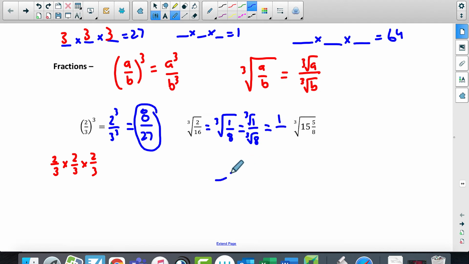A number that multiplies by itself 3 times and gives you 8 must be pretty small. It is. It's 2. 2 times 2 is 4, 4 times 2 is 8. So 1/2 is our final answer.